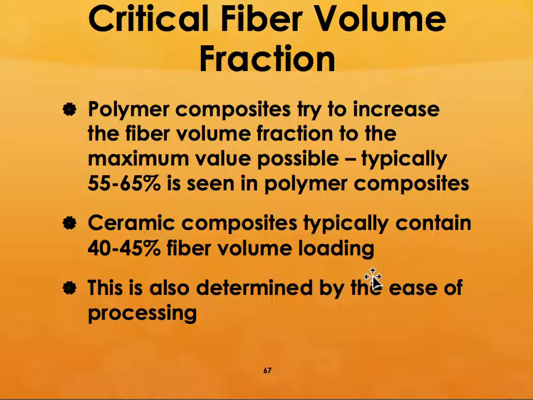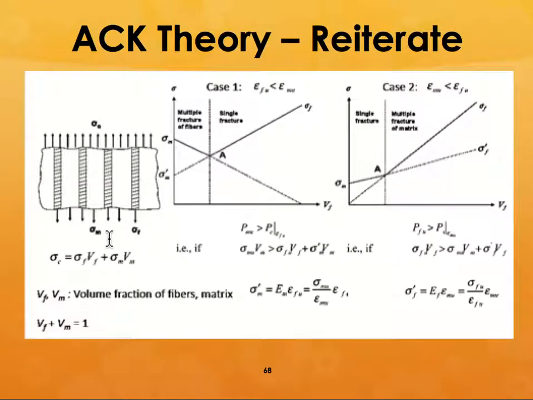As a rule of thumb, polymer composites try to increase the fiber volume fraction to the maximum value possible, which is typically between 55 to 65%. In fact, you have 65%, because what are you trying to do? You want almost all the load to be carried by the fibers. Ceramic composites typically contain 40 to 45 volume percent fiber loading, because if you increase it beyond this point, your processing becomes extremely complicated and tough. So you don't increase it beyond 40 to 45% in ceramic composites. But in polymer composites, you want as high a fiber volume content as possible.